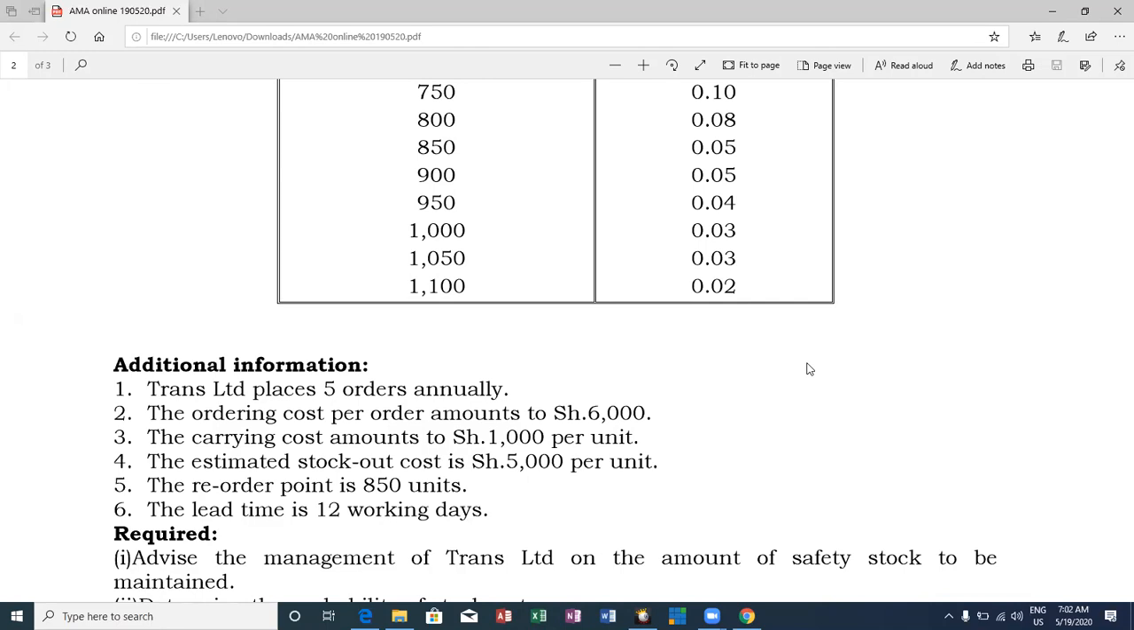Gaddafi, the optimal safety stock, I'm being told 250 or 200. 200, because we are picking it from this column here. 200, this one here. So the optimal safety stock is 200. Thank you very much. The optimal safety stock is 200.